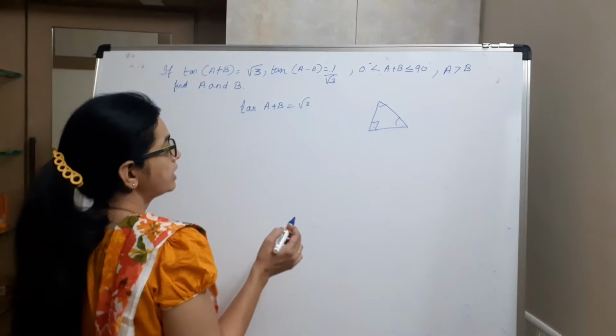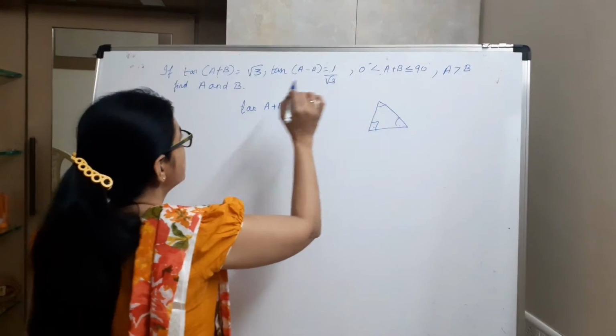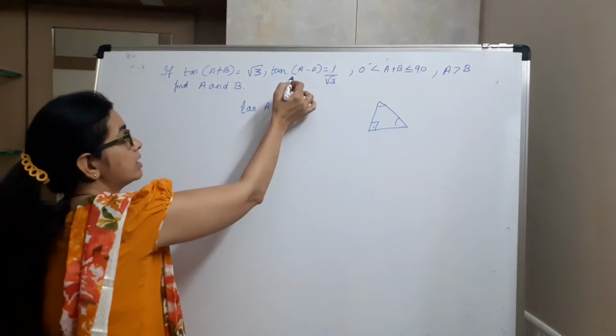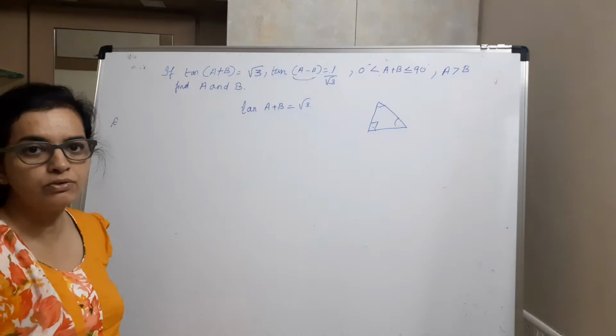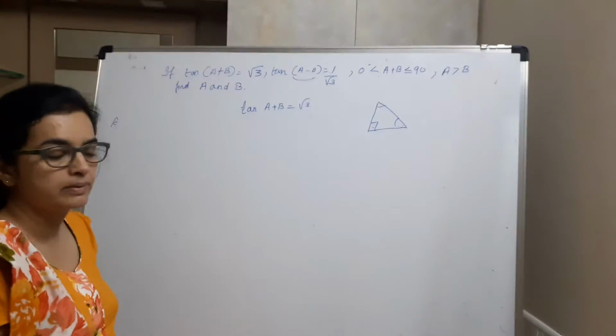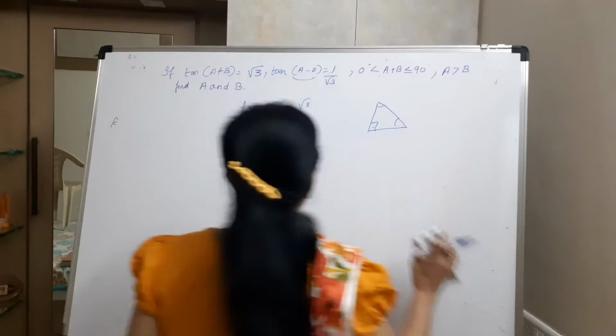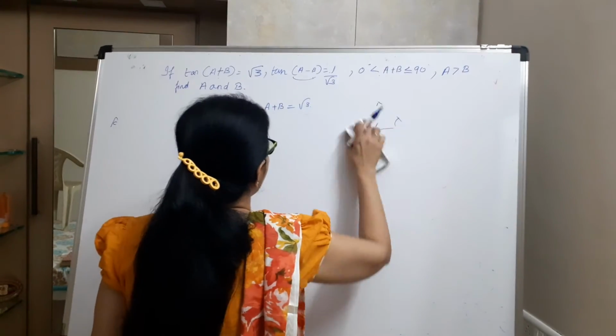And another thing we have taken is a should be greater than b, because if a is less than b, this will become negative, and we are not having any trigonometric ratios for negative angles. So let us see how we get the value of a and b.